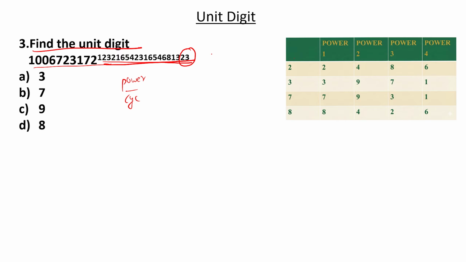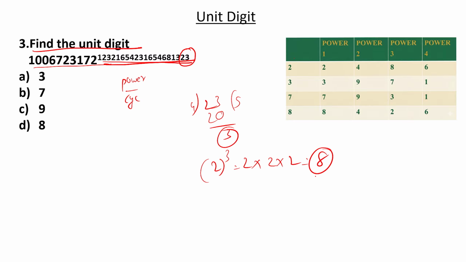That's it. That's enough. If it is divisible by 4, that's it. You got the answer. So all you need to do is 23 divided by 4. 5 4s are 20. 3 is our remainder. So all you need to do is 2 power 3. 2 into 2 into 2. 2 2s are 4, 4 2s are 8. 8 is our answer. That's it.